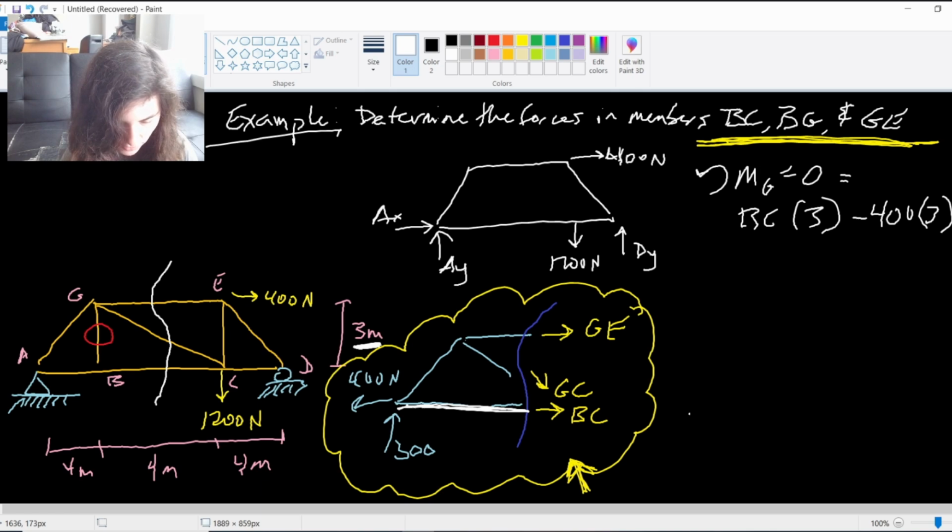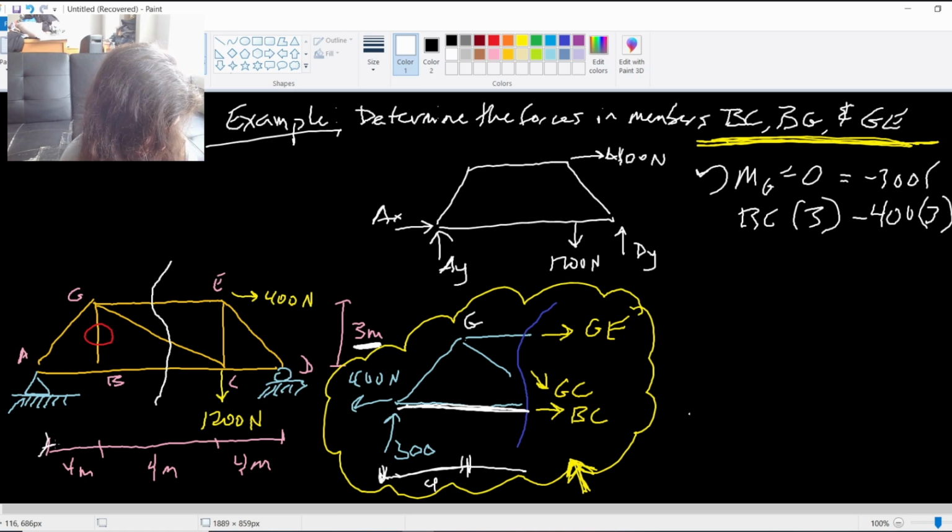And then finally that 300 applied force, which again is negative, right, clockwise. And it is 4 meters away from G. This distance here, here to G, this is G. Here to here is 4 meters, as indicated on our original diagram over here. 4 meters.